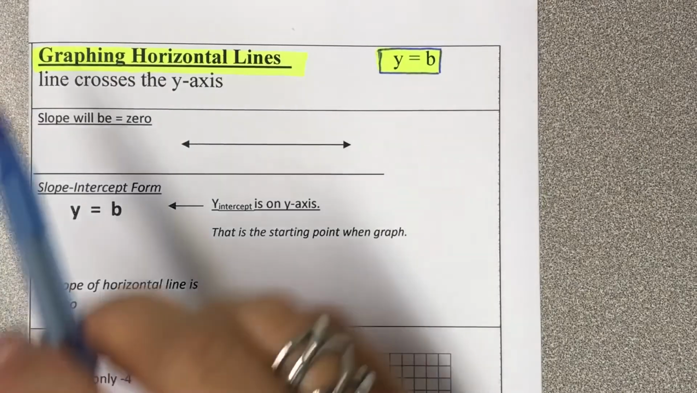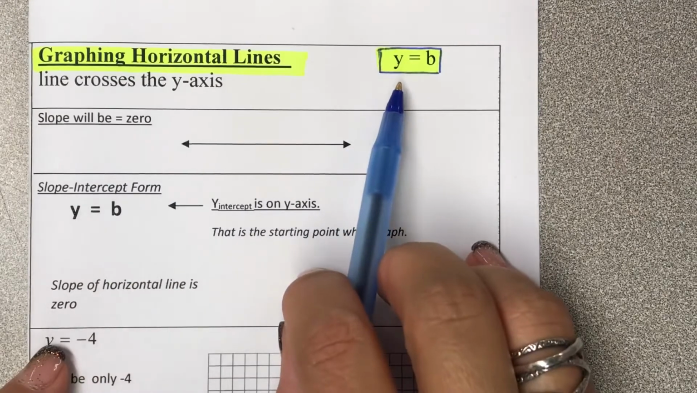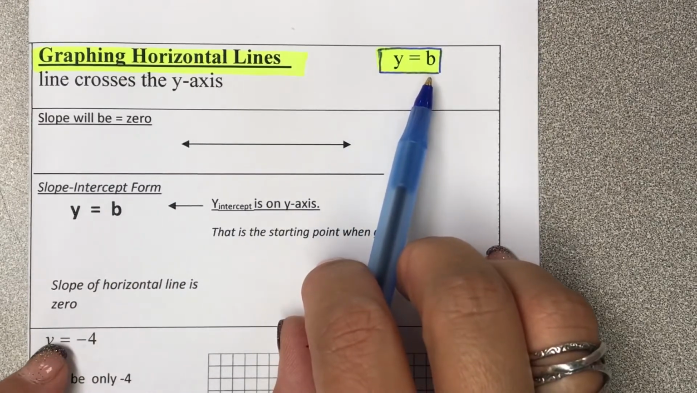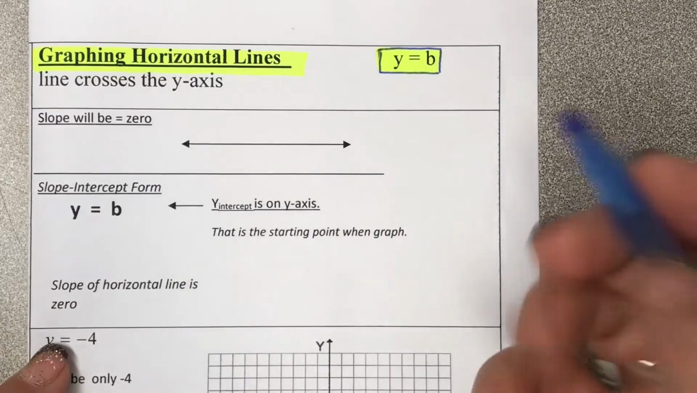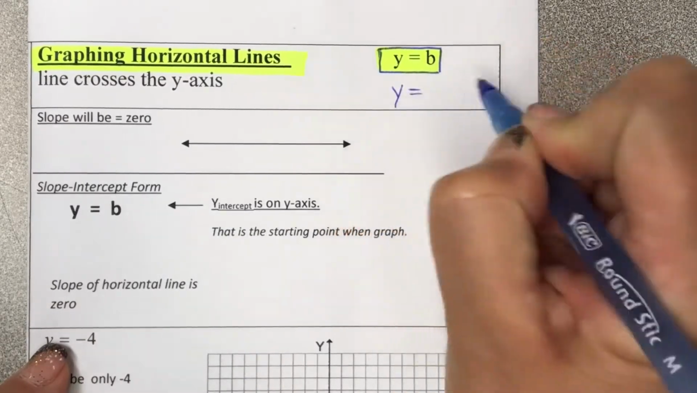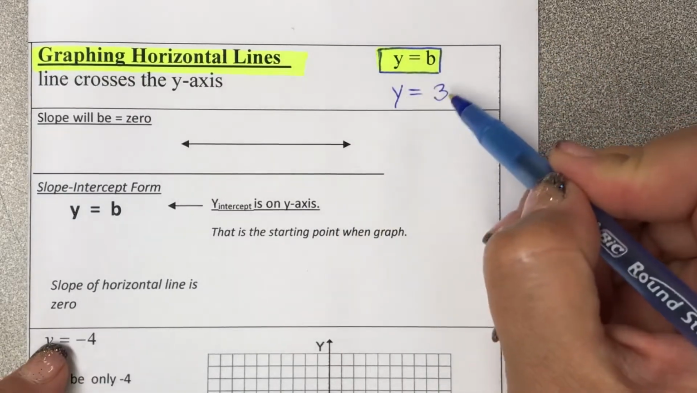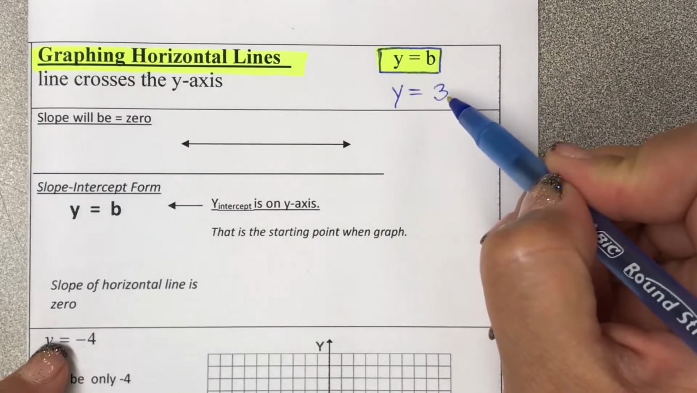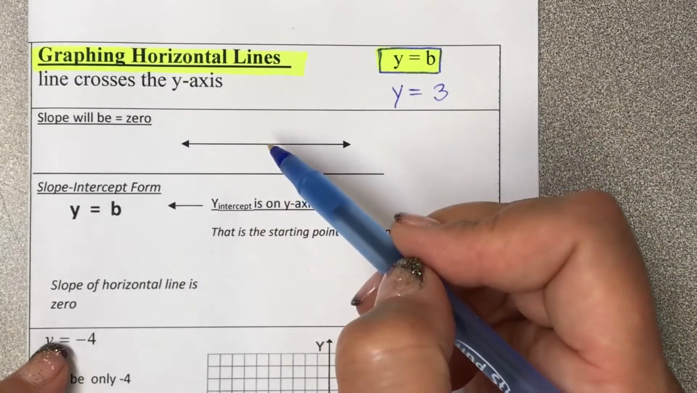In this video, we'll see how to graph horizontal lines from the equation. The equation will look like y equals b, where b is the y-intercept, or a number, any number, like y could equal, let's say, 3. So the y-intercept will be 3, the constant, on the y-axis. The line will cross the y-axis and it will be horizontal.